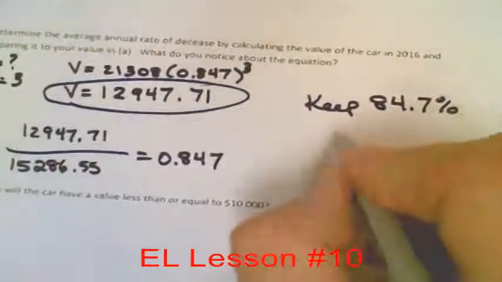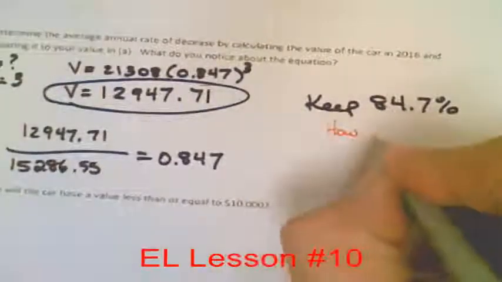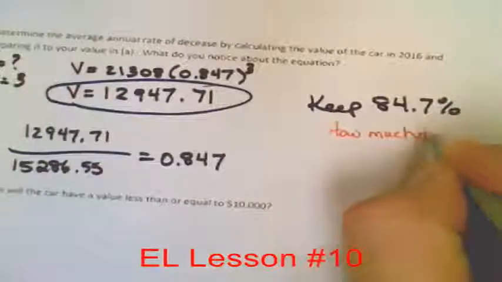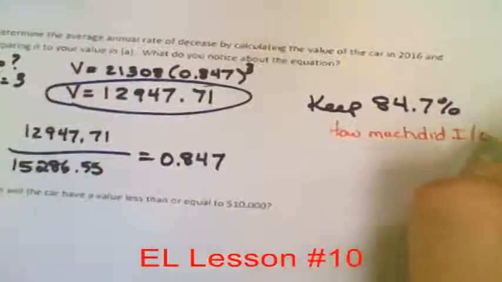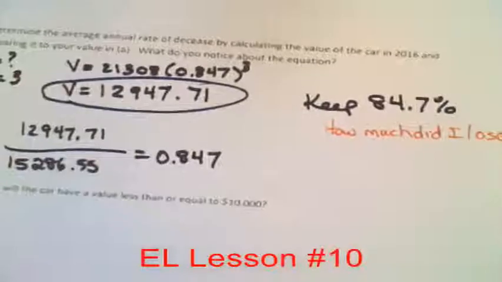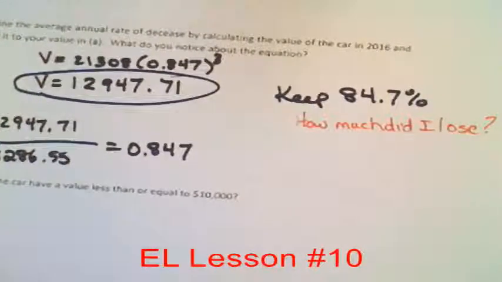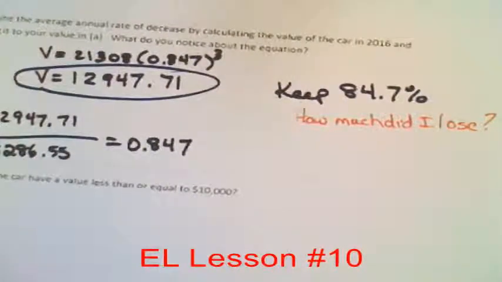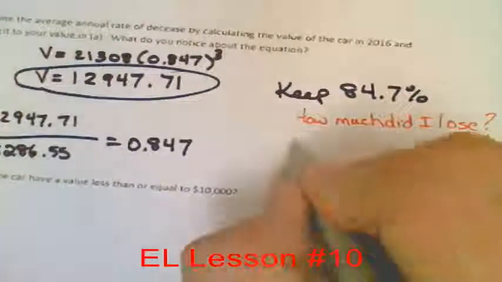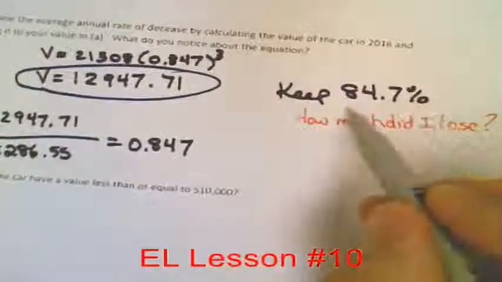So I get 0.847, which is telling me that I keep 84.7% of my value. That's what I have after all is said and done. I have 84.7% of what it was. Just like before, I had 103.5% of what it was. Now I have 84.7% of what it was. So if I have 84.7% of what it was, how much did I lose?